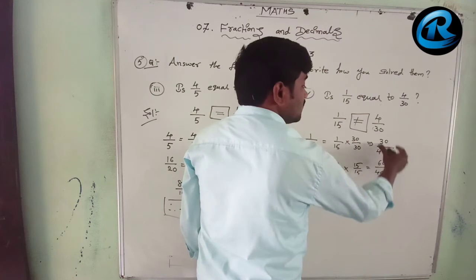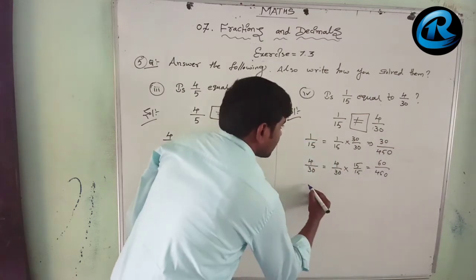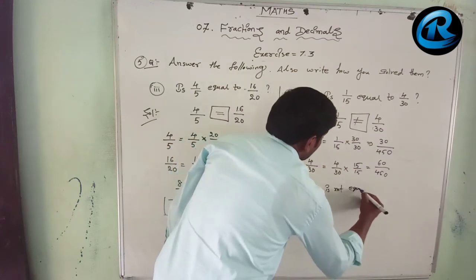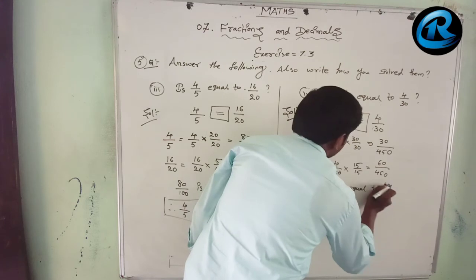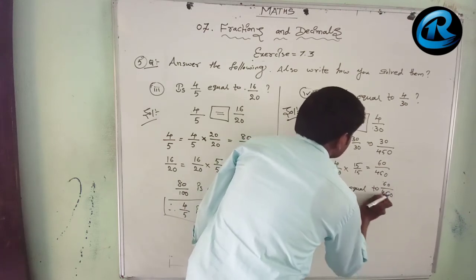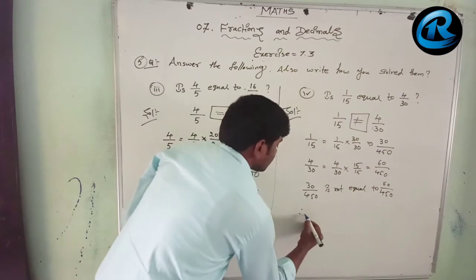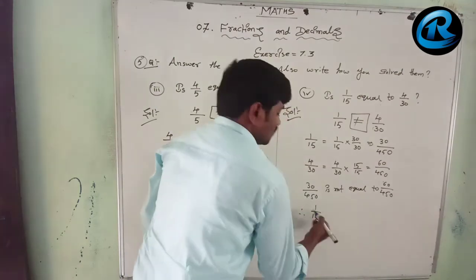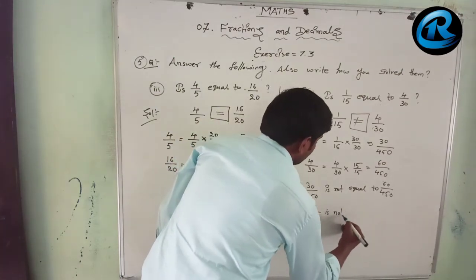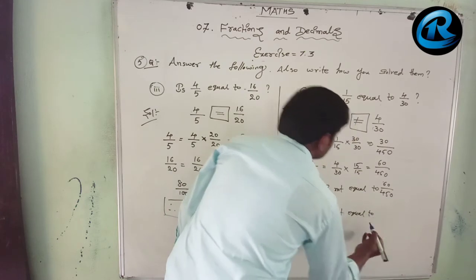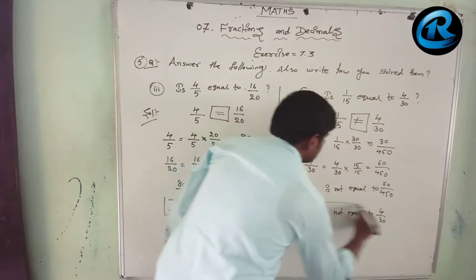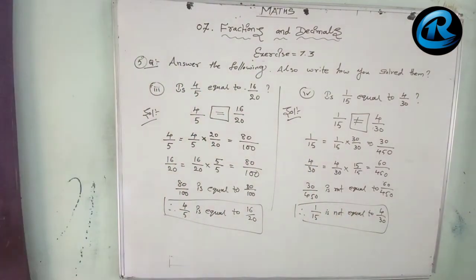These are like fractions with 450, 450, and 30 is not equal to 60. So we can write that 30 by 450 is not equal to 60 by 450. Therefore 30 by 450 is nothing but 1 by 15, and 60 by 450 is nothing but 4 by 30. Hence we have proved all the 4 problems of this bit number 5.